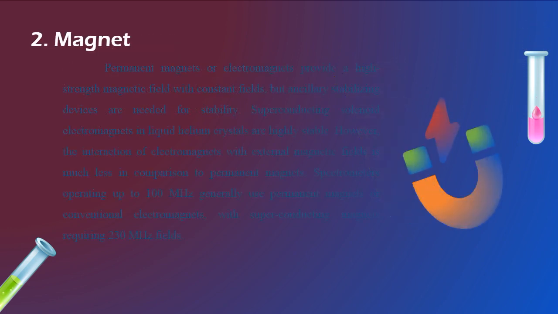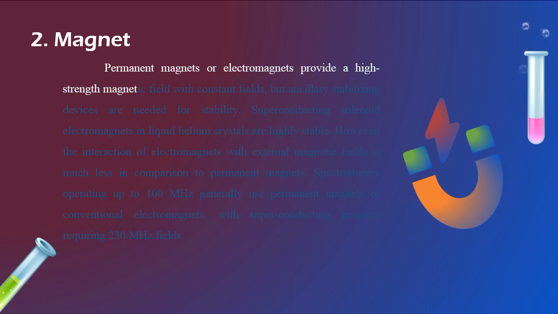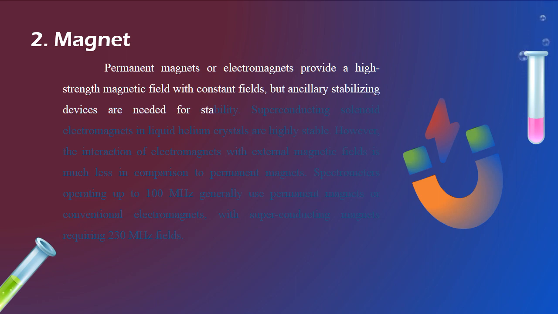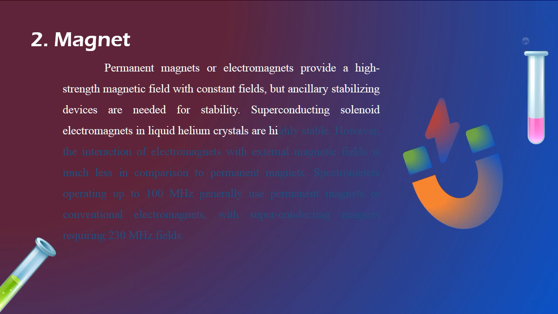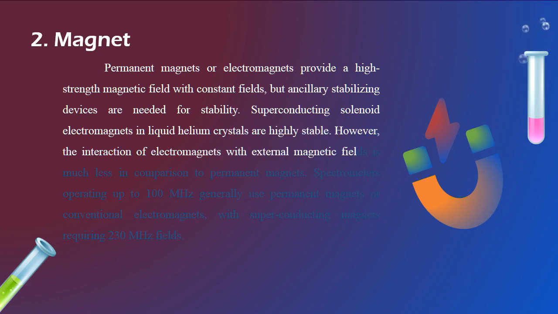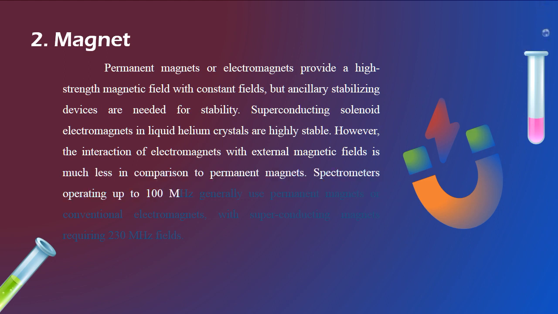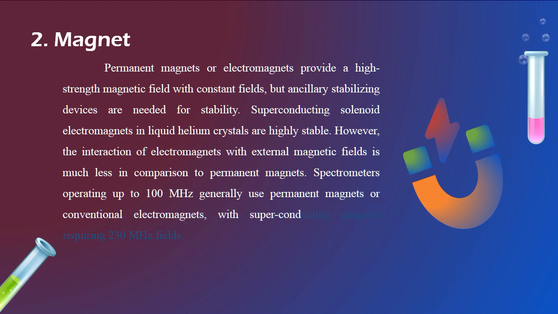The magnet. Permanent magnets or electromagnets provide a high-strength magnetic field with constant fields, but ancillary stabilizing devices are needed for stability. Superconducting solenoid electromagnets in liquid helium cryostats are highly stable. However, the interaction of electromagnets with external magnetic fields is much less in comparison to permanent magnets. Spectrometers operating up to 100 MHz generally use permanent magnets or conventional electromagnets, with superconducting magnets required for 230 MHz fields.